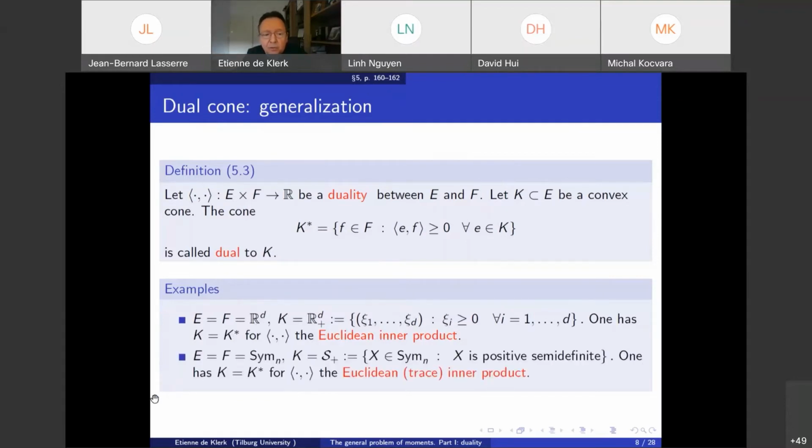You might also know this for the positive semi-definite matrices. If we work in the space of matrices, both E and F are that, and the duality is the inner product, then K is equal to its own dual. So the cone of positive semi-definite matrices is self-dual for the Euclidean trace inner product.